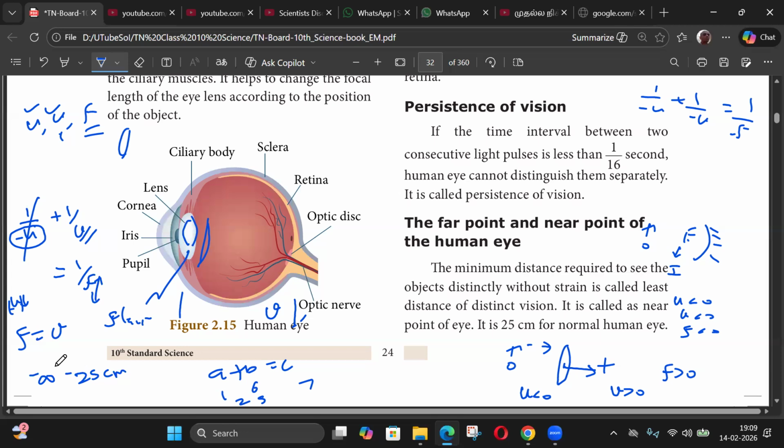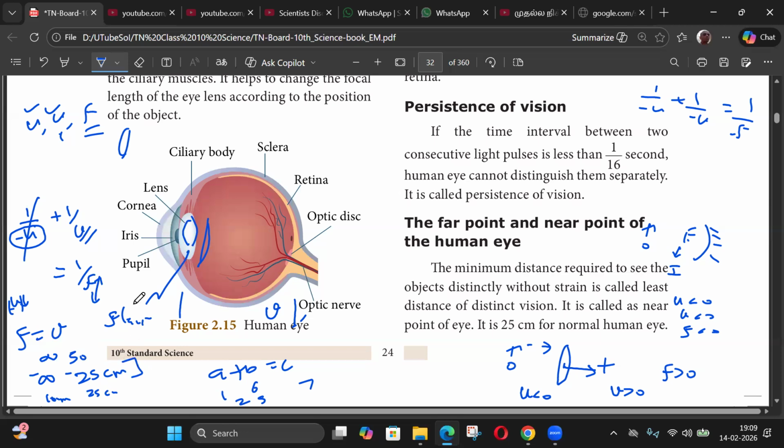But if this eye has some defect, then it can see only from say 100 meters to 25 centimeter. Or some other eye problem will be like from infinity can see, but nearby it can see only up to 50, because this focal length cannot adjust beyond that. Normal eyes can adjust from here to here.